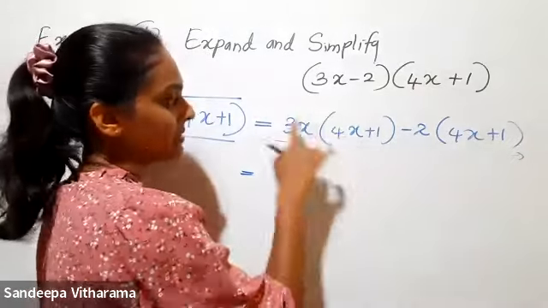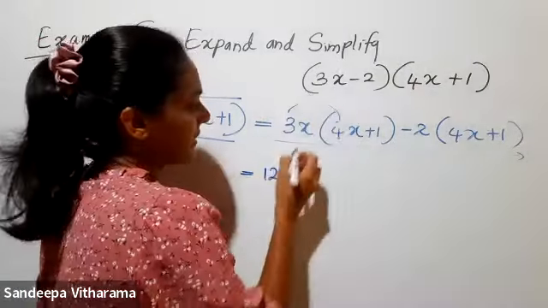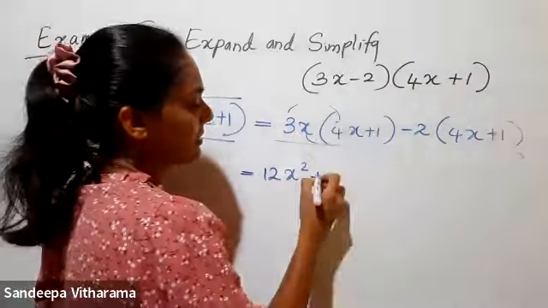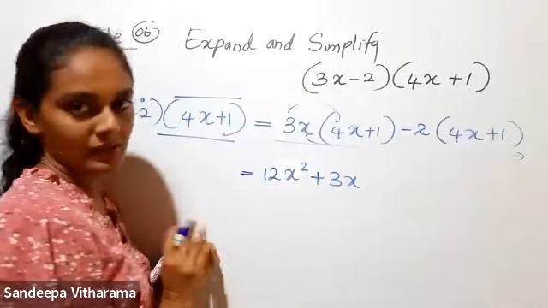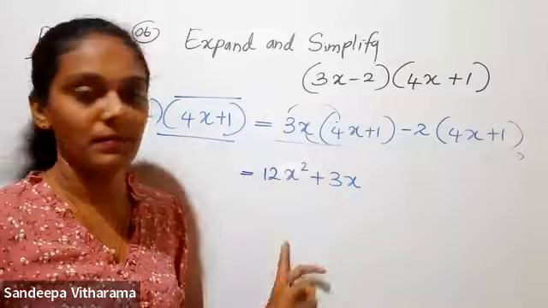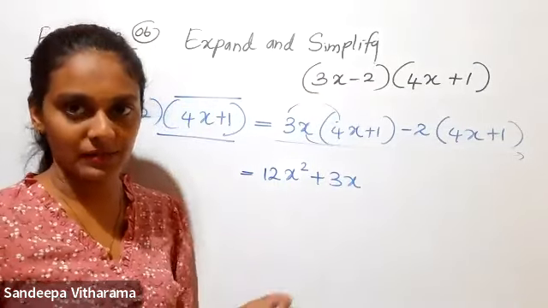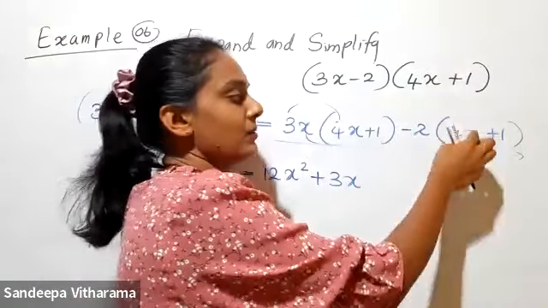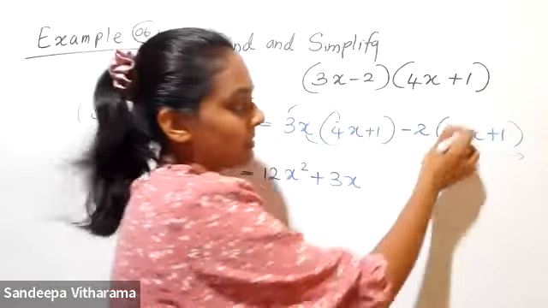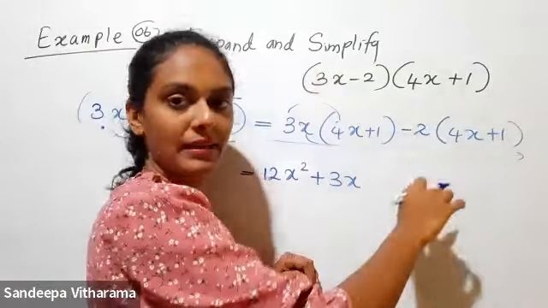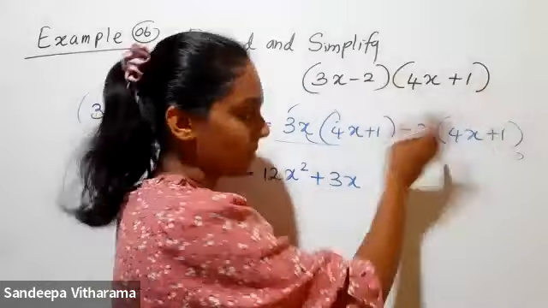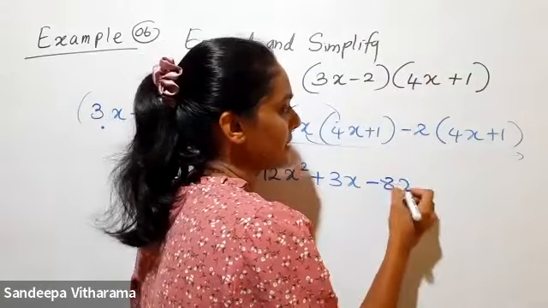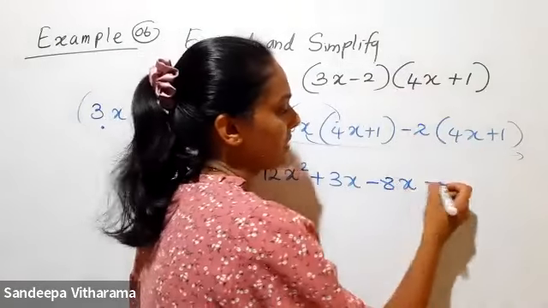3x into 4x. 3 into 4 is 12. x into x, it's x squared. 3x into 1, it is 3x. Right. No doubts because it is plus. There's no big doubt with plus values, I know. Don't be afraid when it comes to minus. Minus sign value by plus sign value. This has no plus sign, which means it is a positive number. Positive values. Okay? Minus 2 into plus 4, it is minus 8x. Minus 2 into plus 1 is minus 2.